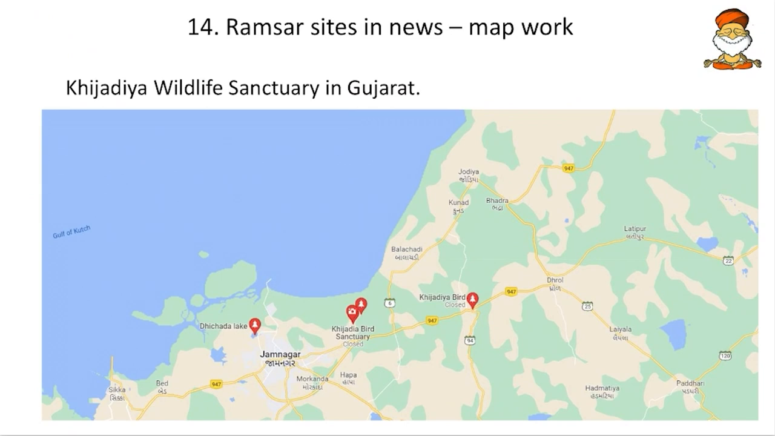So, that is why. And then, Khijadia Wildlife Sanctuary in Gujarat. Here we have Khijadia very near to the coast. And Khijadia Bird Sanctuary is also present. And very near to it, we have Jamnagar, and also we have Dichada Lake. So, remember Dichada Lake, Khijadia, and also Jamnagar, Gujarat.